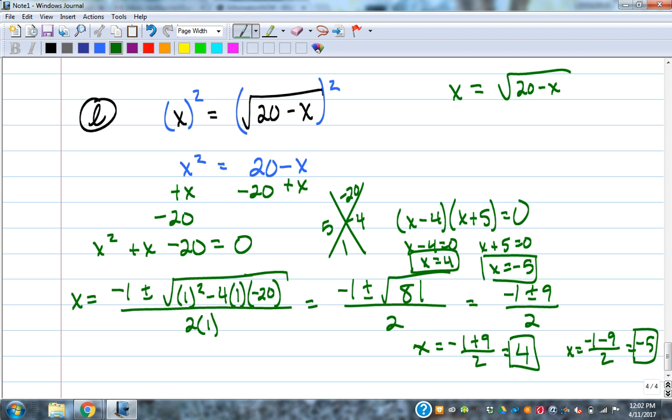Okay, if we plug in negative 5, we get negative 5 is equal to 20 minus negative 5, which would be 25. But it's the positive square root, and we have a negative over here. So that doesn't work. So that's our extraneous solution. So we throw that out. So x equals 4 is our only solution to this one. That's the only solution we have.